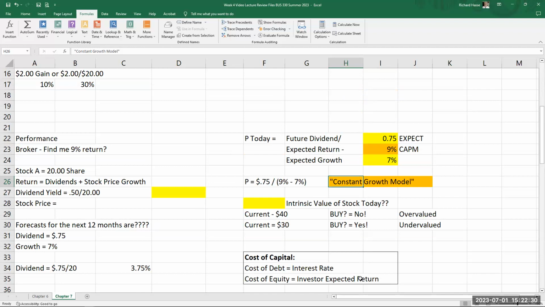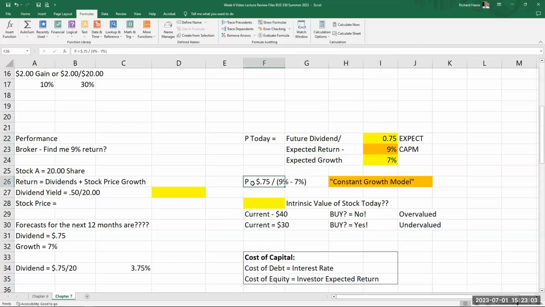So here's an example. Let's say this company has plans on paying a dividend in the next year of 75 cents a share total. The expected return that investors expect off this stock is 9%. And the company expects to grow at a 7% growth rate in the next 12 months. And all companies have to show this. So what is the anticipated price of this stock? It's sometimes called the intrinsic value.